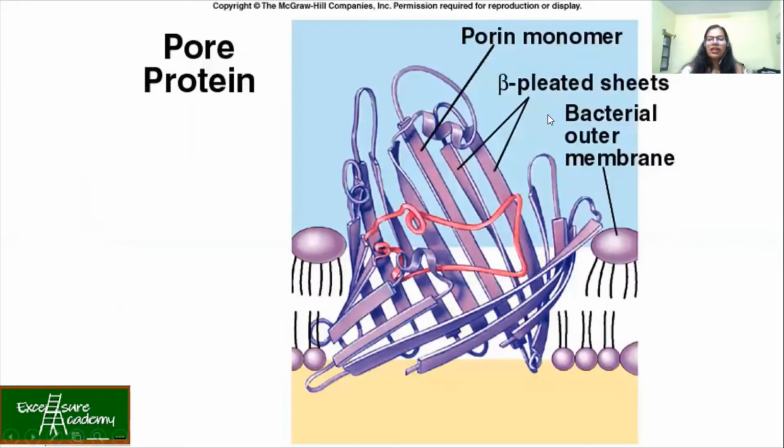Okay, so this is another example where you can see the porin monomer. So what are porins? Like aquaporins, we discussed last time, that allow water to pass through the membrane. So this is how the porins look. You can see it's actually having a hollow in between. Instead of alpha helices, you have got the beta pleated sheets. And this is one example which is present in the bacterial outer membrane, through which things can pass. This is just one example of a transmembrane protein. Okay.